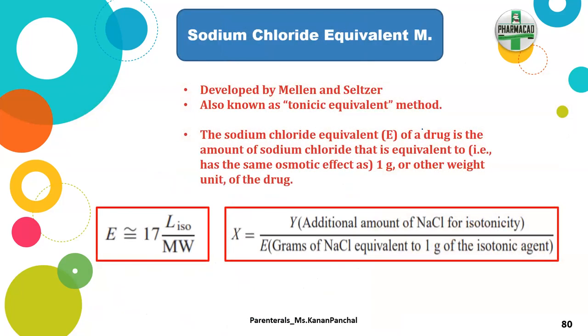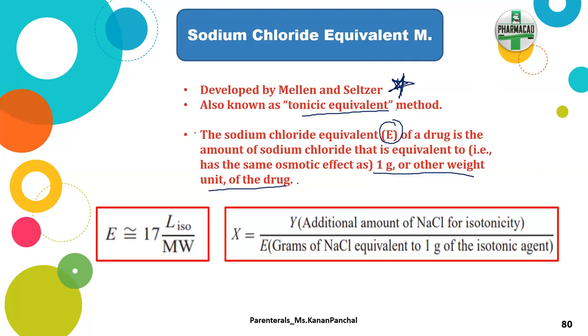Now let us move on to the next method, which is sodium chloride equivalent method. इसको tonicity equivalent method भी बोलते हैं. Fine. And it was developed by Mellen and Seltzer. Important. Please note it down. So the sodium chloride equivalent, which is denoted as E, of a drug is the amount of sodium chloride that is equivalent to 1 gram or other unit weight of the drug, which has the same osmotic pressure.